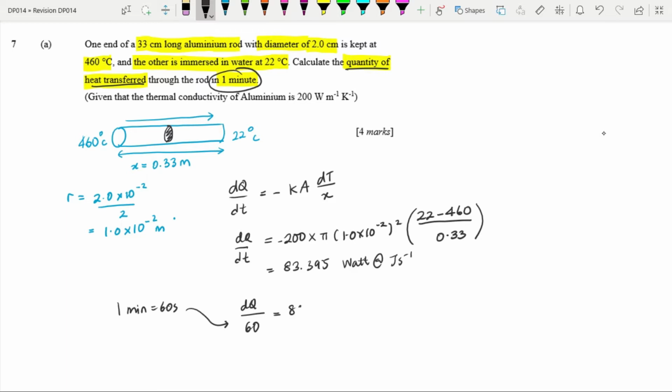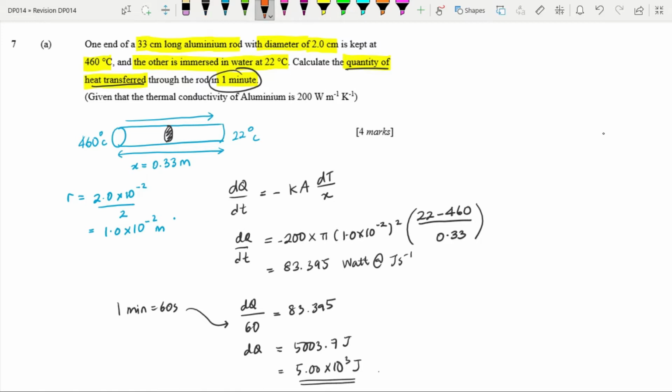And then 83.395. So untuk dapatkan dQ sahaja, kita akan dapat 5003.7 joule, ataupun kita buat cantik sikit dalam standard form which is joule. Okay, so dah hilang dah second sebab kita dah masukkan 60 second.